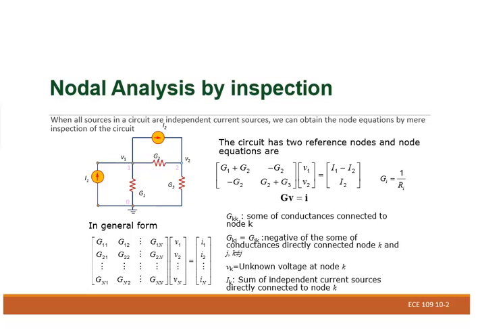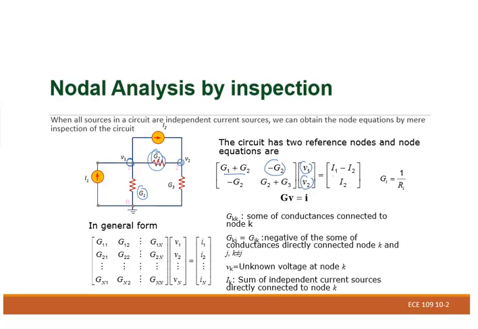When all the sources in the circuit are independent current sources, we can obtain the node equation by inspection easily. How? If you look at the circuit right there, we have two non-reference nodes. So that's why in the matrix we're gonna have V1 and V2 right there. If you look at the element connected to V1, which is 1 over R1 plus 1 over R2, we call them G1, G2. You can see here, in the same node, only this G2 connects between V1 and V2. That's why it's negative G2 times V2 right there.